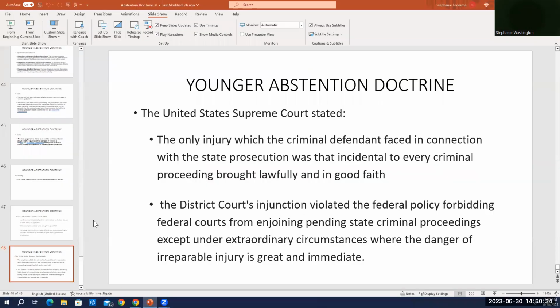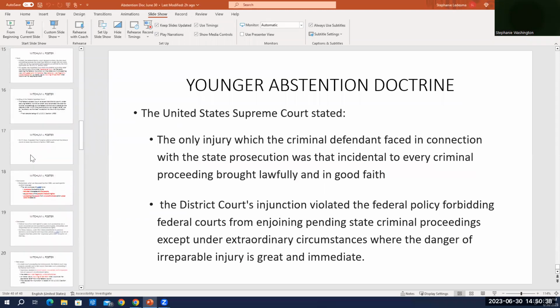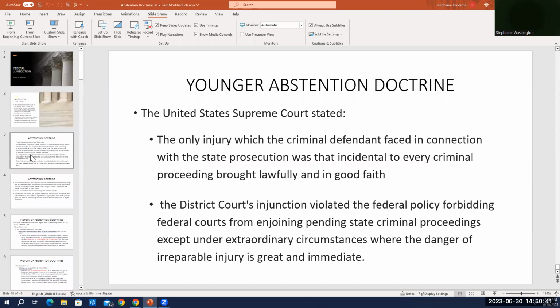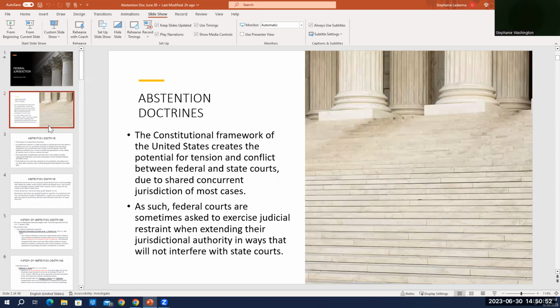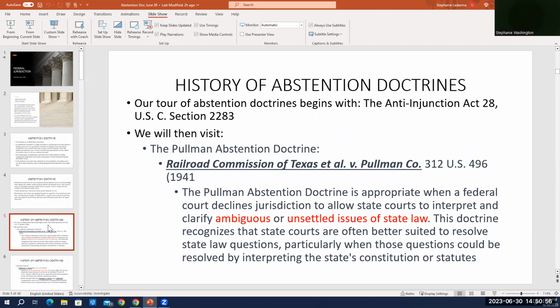That is the end of our abstention lecture. What are you going to see on the final exam? You're going to see questions about Pullman. You're going to see questions about Younger. And you're probably going to see questions about the general abstention statute, which is the Anti-Injunction Act, 28 USC section 2283.